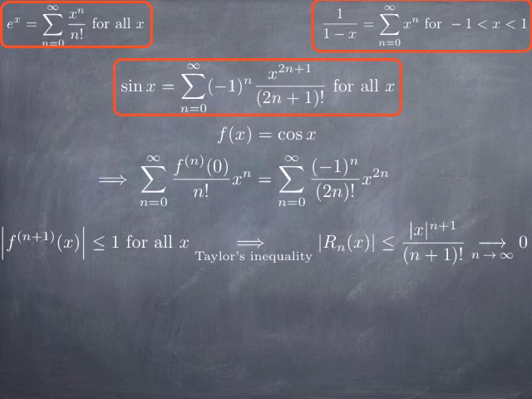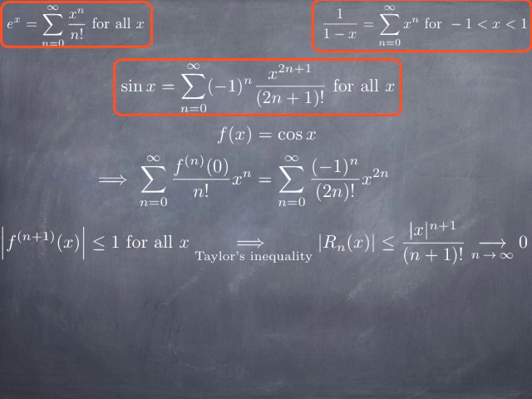And moreover, because the successive derivatives are plus or minus sine or cosine, they're always in absolute value bounded above by 1 for all x, which means that by Taylor's inequality, we can conclude that the nth remainder is bounded above by 1 times absolute value of x to the n plus 1 divided by n plus 1 factorial, which is the term of a convergent sequence.